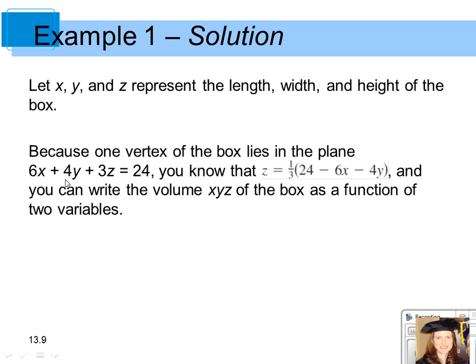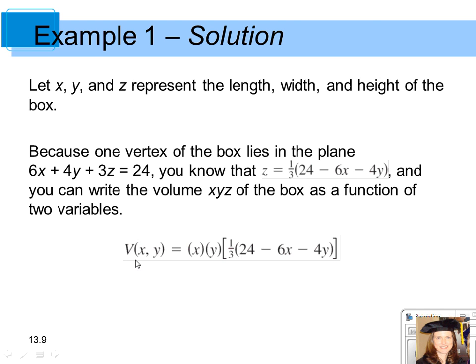Since one vertex of the box lies in the plane, if you take this equation for the plane and solve it for z, you get z equals 1/3 of the quantity 24 minus 6x minus 4y. Then you can write the volume of the box as length times width times height, x times y times z, but we're going to replace z with what it equals on the plane. We call that a secondary equation, where our volume is our primary equation. That's what we're trying to optimize.